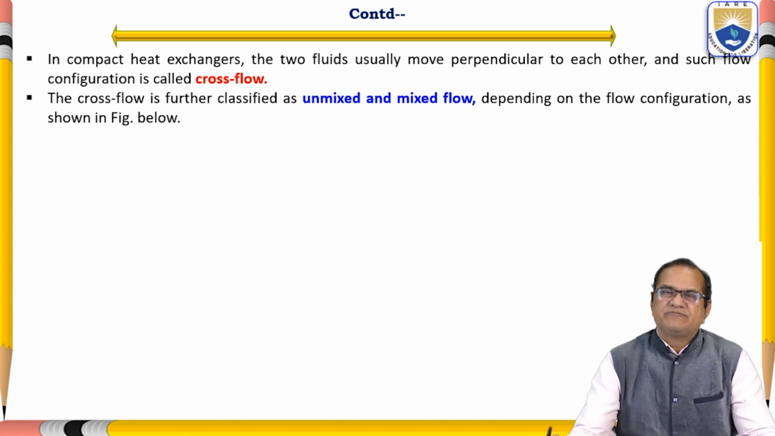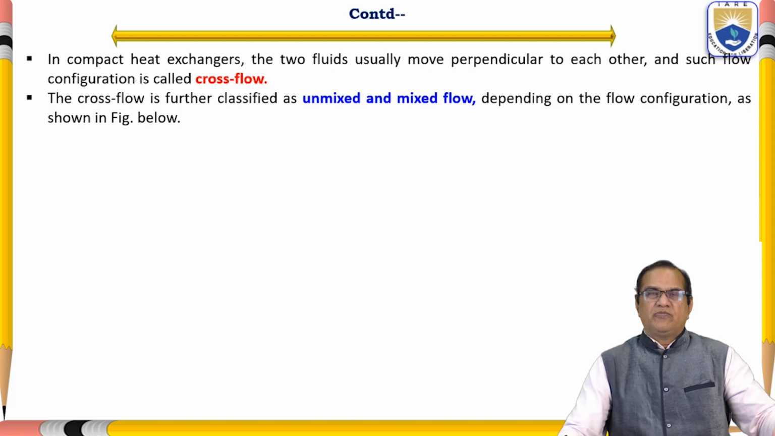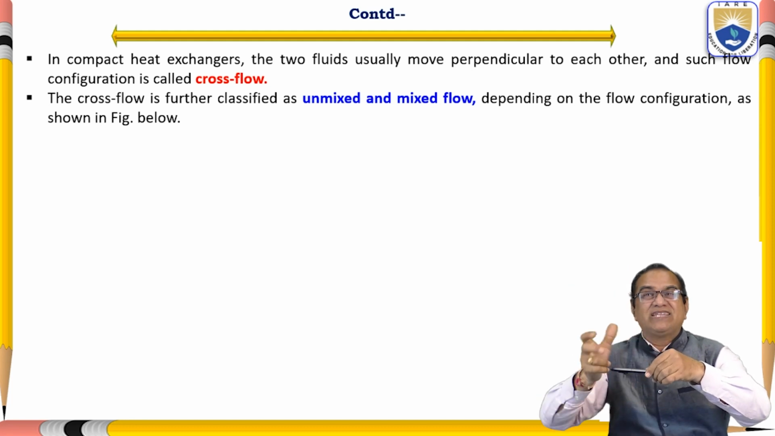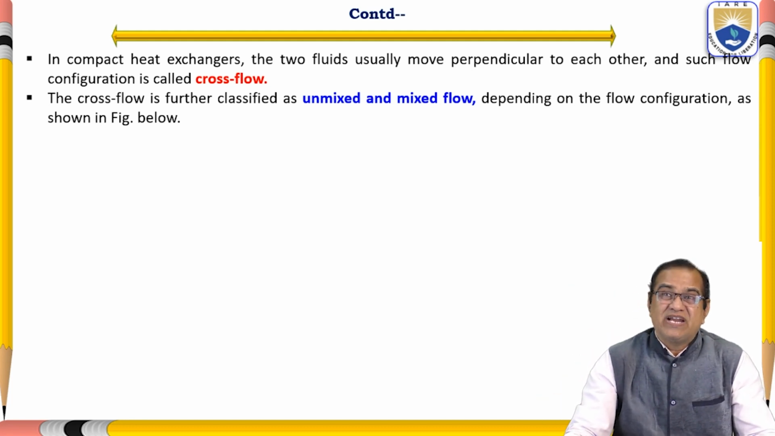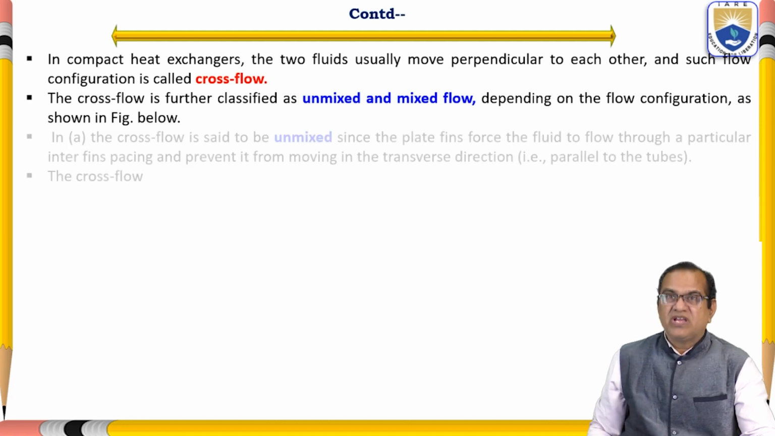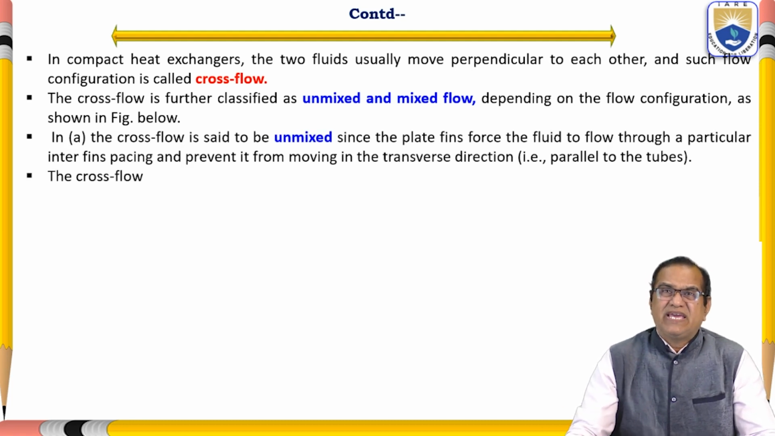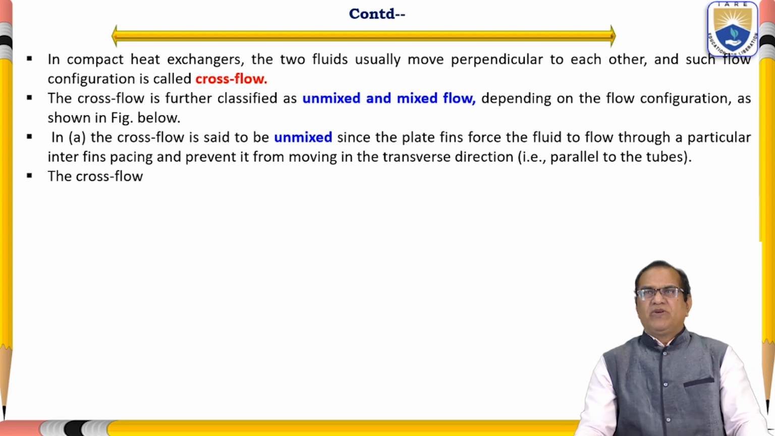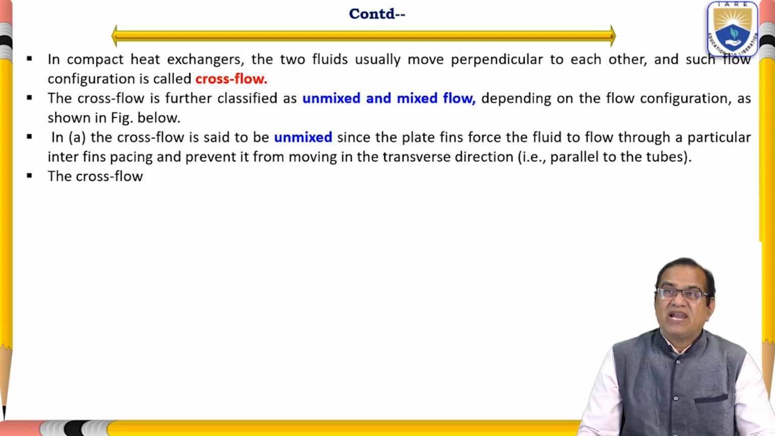In a compact heat exchanger, the two fluids usually move perpendicular to each other, and such a flow configuration is called cross flow. So it is going like this and the other flow goes perpendicular. So it is called cross flow. The cross flow is further classified as unmixed and mixed flow depending on the flow configuration as shown in the figure below. In A, the cross flow is said to be unmixed since the plate fins force the fluid to flow through a perpendicular interfin spacing and prevent it from moving in the transverse direction, that is, parallel to the tubes.